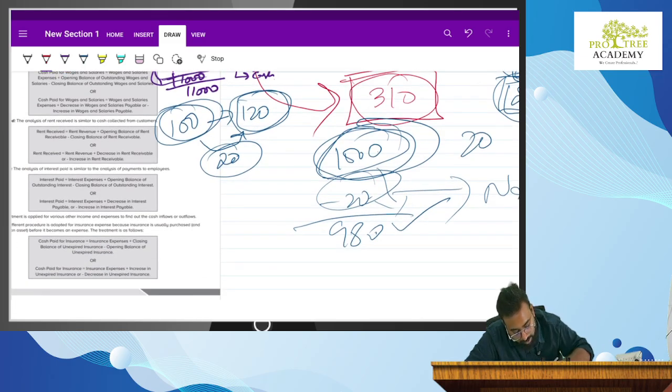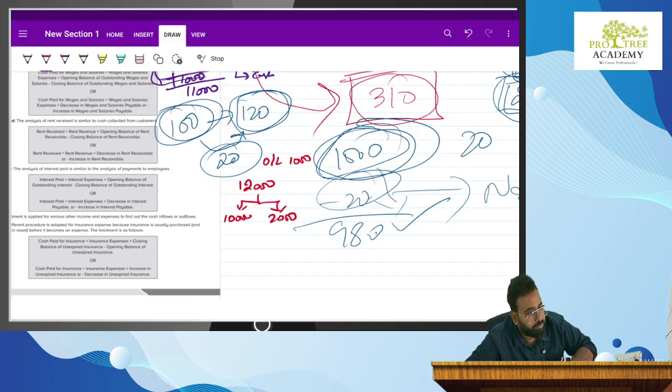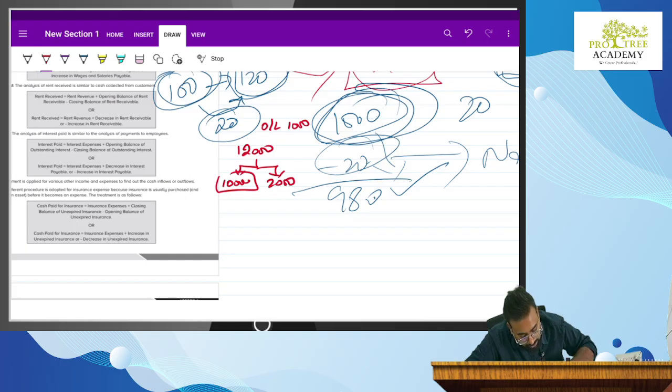Let us say my salary is actually 12,000. Opening liability is 1,000. In this 12,000, I have paid 10,000 and I have not paid 2,000 yet. Now tell me, what is my actual cash outflow for the current year for salary? Simple. This 10,000, correct? Yes. Plus this opening liability which I would have cleared this year.